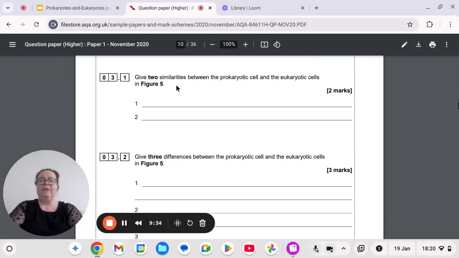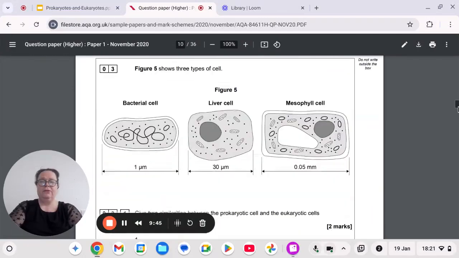Give 2 similarities between the prokaryotic cell and the eukaryotic cell. So I'll put the picture back up for you. 2 similarities. So prokaryote, eukaryote, eukaryote. So pause the video and see if you can find 2 similarities. Okay, this is 2 marks, but there's actually 4 possible marks here.